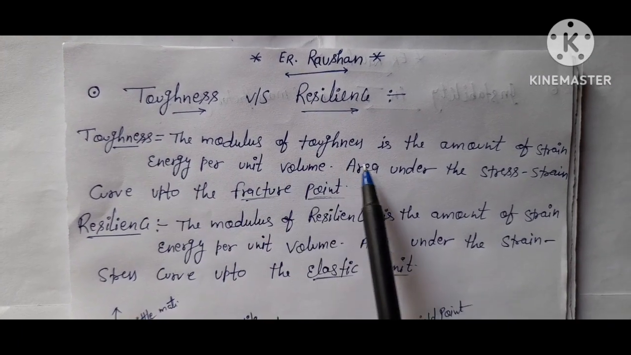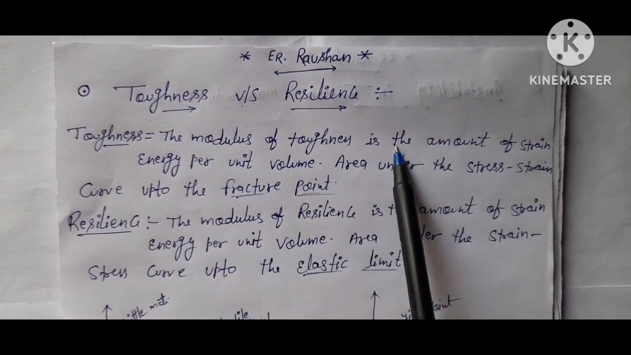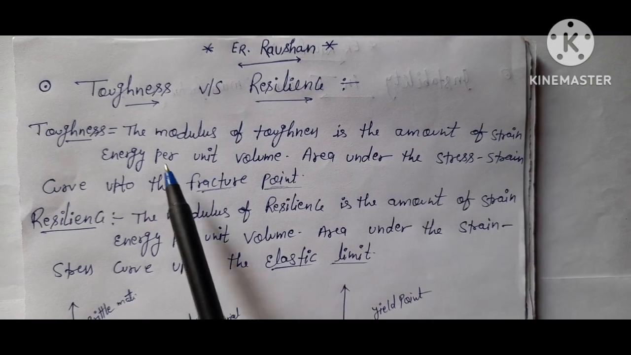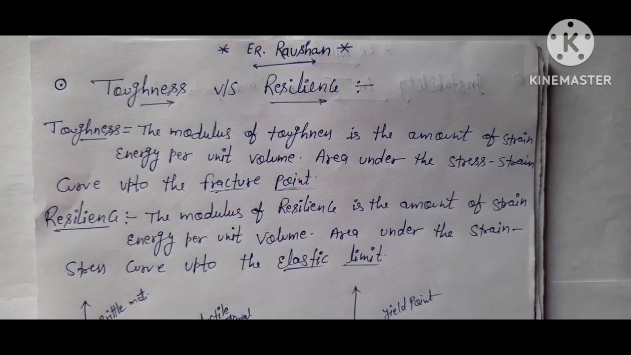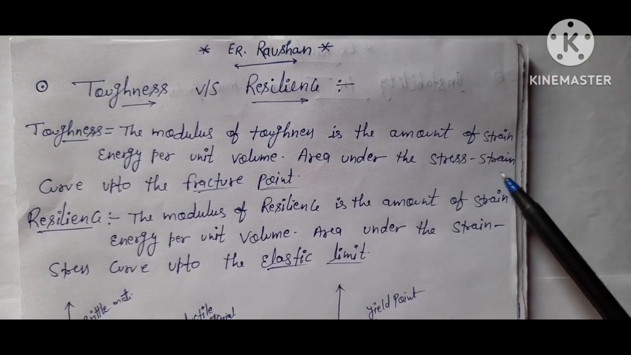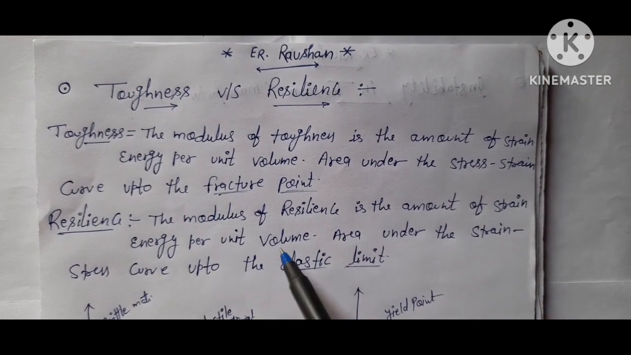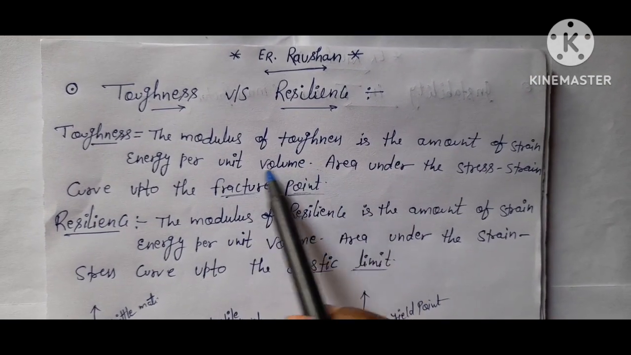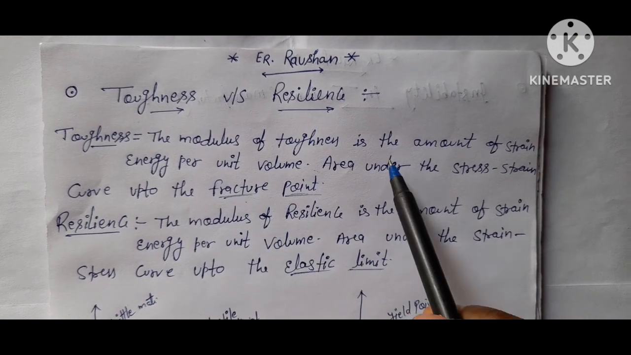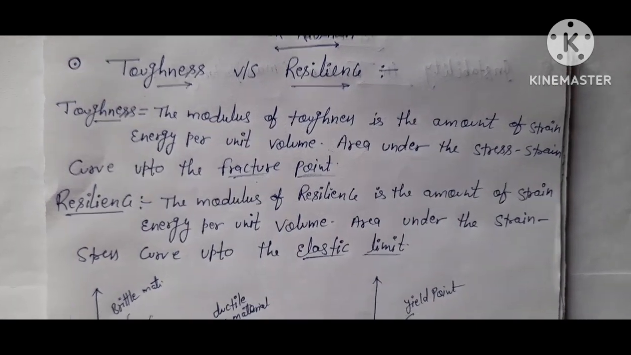Modulus of toughness is the amount of strain energy per unit volume, or you can say the area under the stress-strain curve up to the fracture point. This point is noted. Up to the fracture point, the area under the curve is known as toughness.